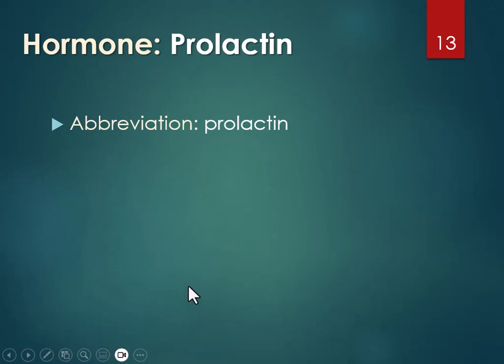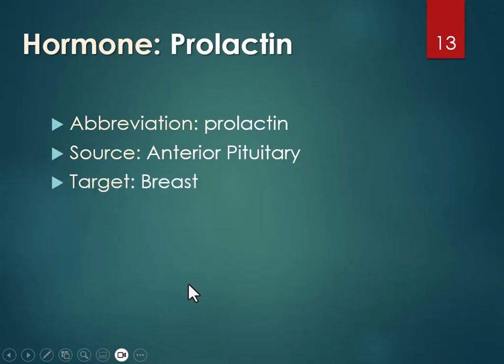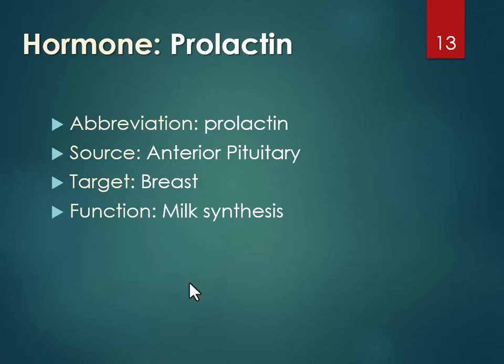Prolactin, there's no real abbreviation for prolactin that I know of. It also comes out of the anterior pituitary. It targets the breast tissue and causes milk to be made. Okay, milk synthesis. It does exist in men, but nobody's quite sure why, because milk synthesis doesn't occur in men. There's no target.